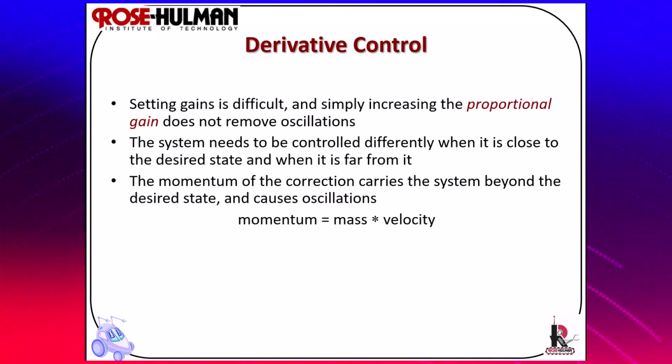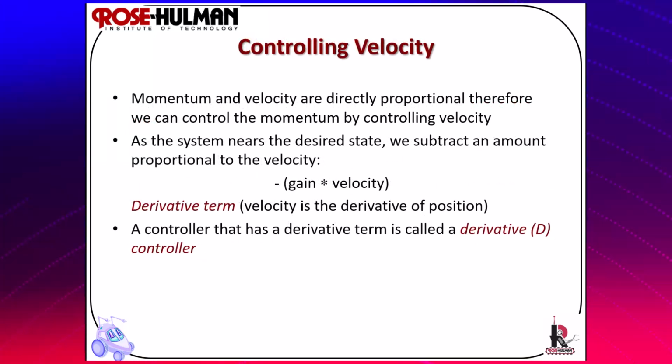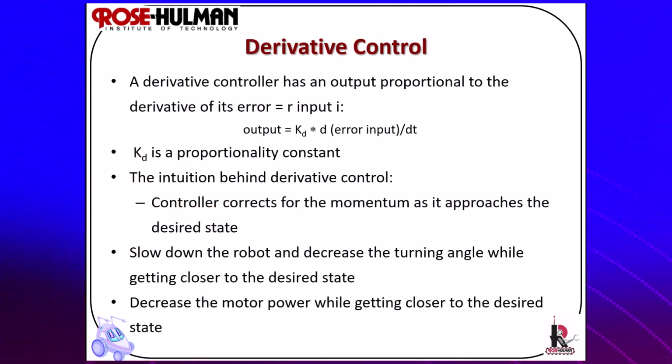So it basically puts brakes on the system or slams on the brakes so that when the momentum, which equals mass times velocity, becomes large, it will slow down on those oscillations. So it does this by correcting the momentum as the system approaches the desired state in order to still correct to 0. This is called the derivative term for a PID controller because velocity is the derivative of the position, or the derivative or rate of change of the error. So now you're controlling the velocity with the derivative control because the momentum and the derivative controller are related.